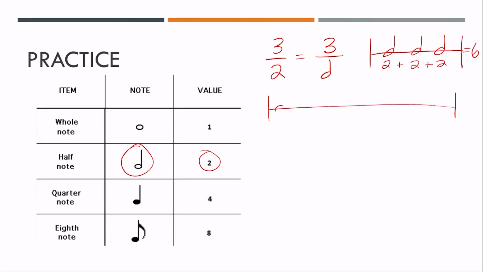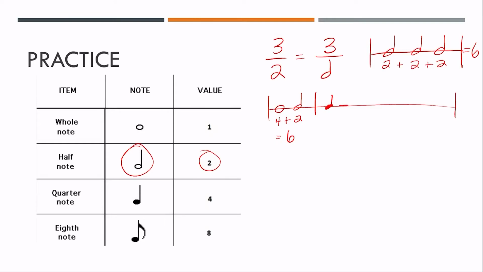What if I did a whole note and a half note? How many beats is a whole note? 4. How many beats is a half note? 2. 4 plus 2 equals 6. So does that measure work? Yes, it does.